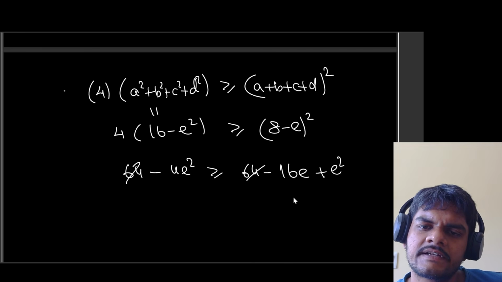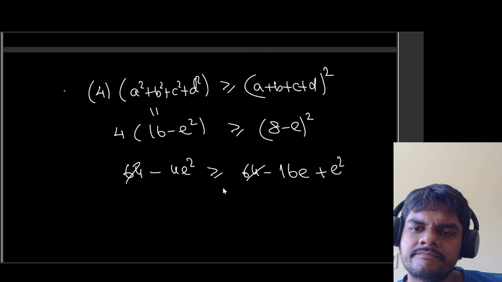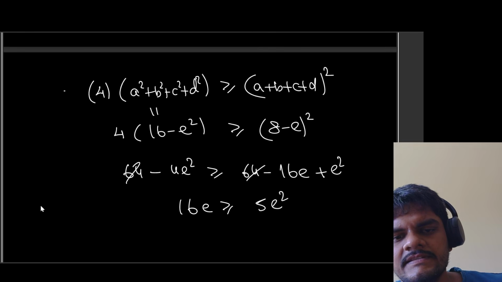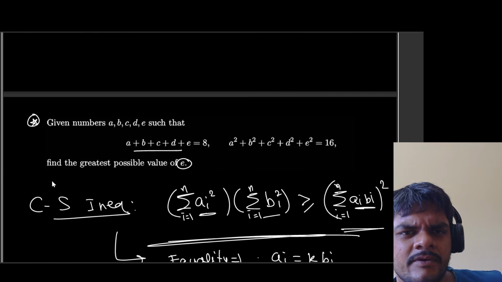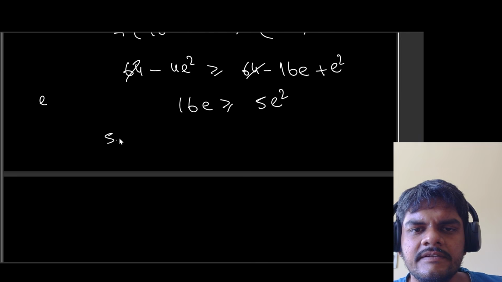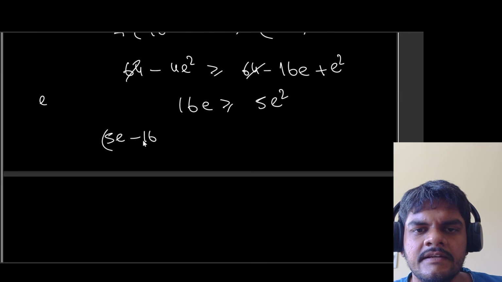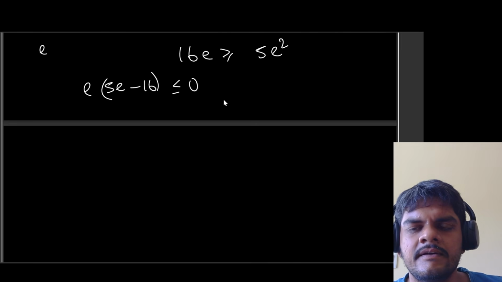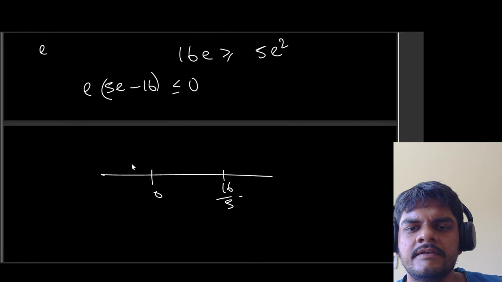All right. So 64 gets cancelled. So I have 16e is greater than or equal to 5e square. So e can be 0. So this is 5e minus 16 into e is less than or equal to 0. So that's how it will look like, right? So it is either 0, it is either 16 by 5. So it will be like this.